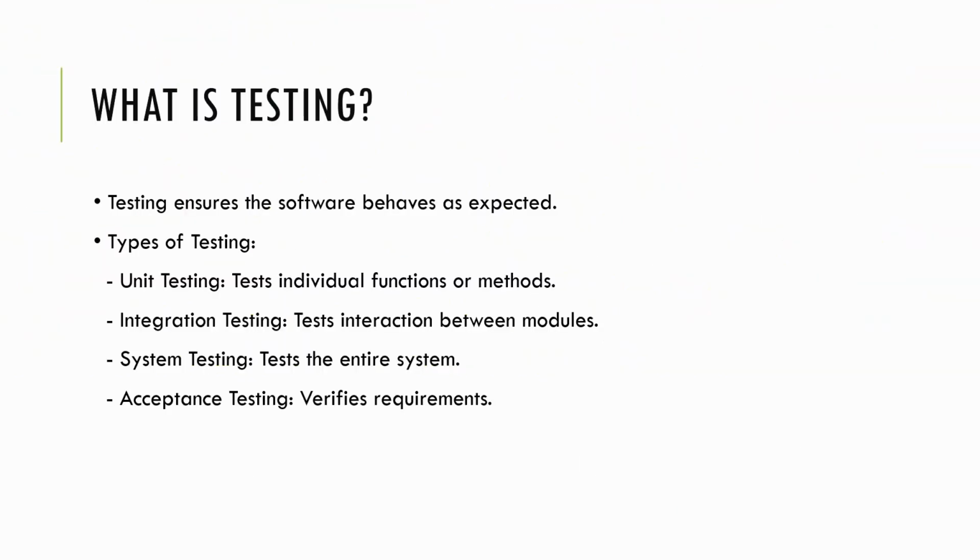Before we begin, let's understand what testing is. Testing ensures that software works as expected. There are several types of testing in software development. Unit testing, which tests individual functions. Integration testing, which focuses on how different components work together. System testing, which tests the entire application. And finally, acceptance testing, which verifies that the software meets business requirements.